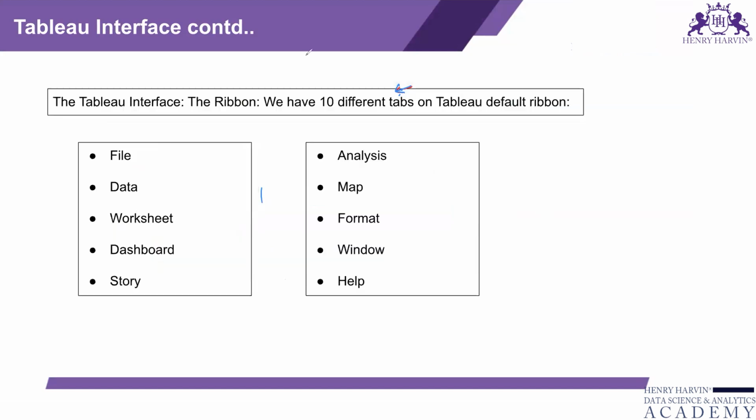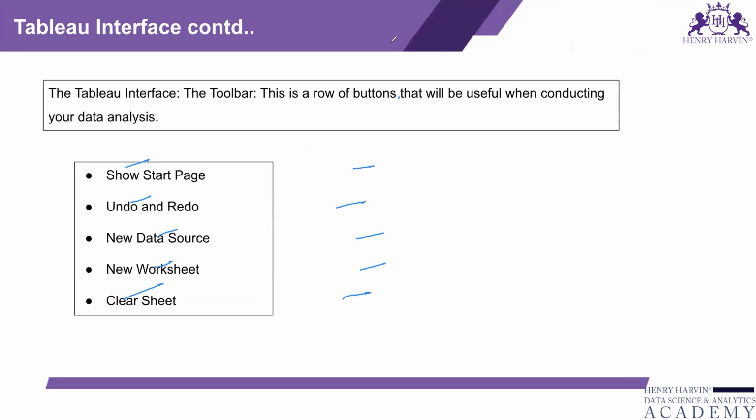We have already seen that. Now, we initially have 10 ribbons or 10 different tabs on the Tableau default ribbon. One is file, data, worksheet, dashboard, story, analysis, map, format, window, and help. If you just open your Tableau, you can see all these tabs on your Tableau.